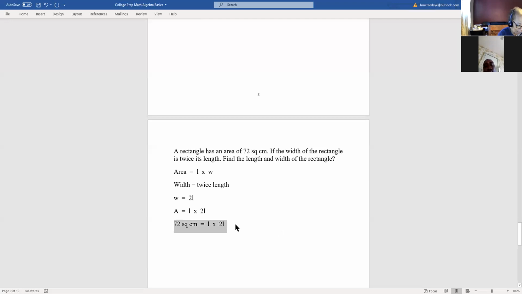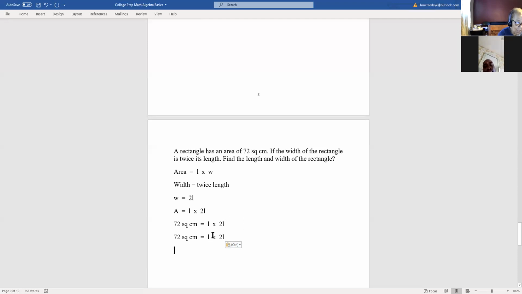What do I write, Latoya? 2L, 2L. No. This is an exponent 1, and this is the exponent 1. What do you do with exponents when you multiply? You add them.